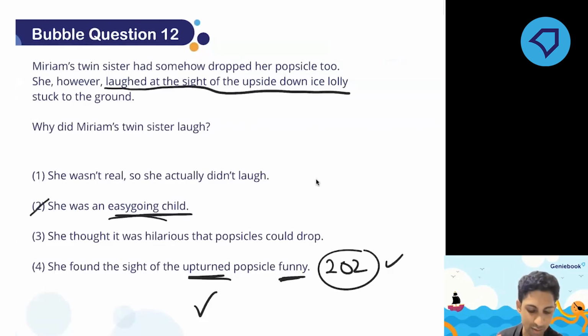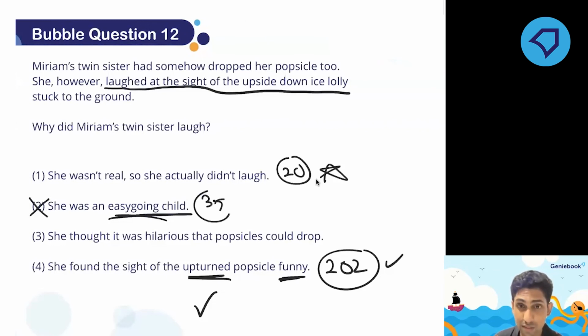So we won't assume. How many people answered this? We have 20 memers, 35, 52 memers again, maybe. Okay, there you go. Last bubble question.